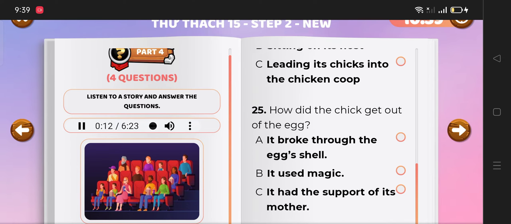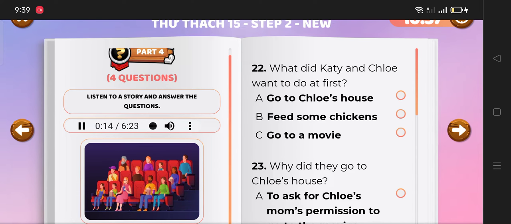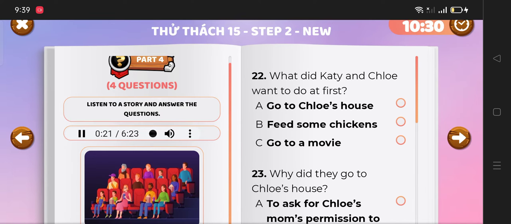After school, Katie said to Chloe, "We don't have any homework today. Let's go to the movies." "Sure, why not? Which film do you want to see?" Chloe asked. "Any comedy will do. I just want to relax and watch a funny movie." "Me too," Chloe replied. "But I have to ask my mom. Let's go to my house first."